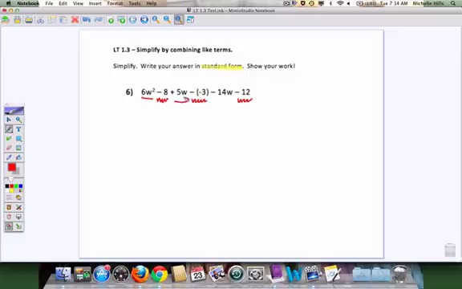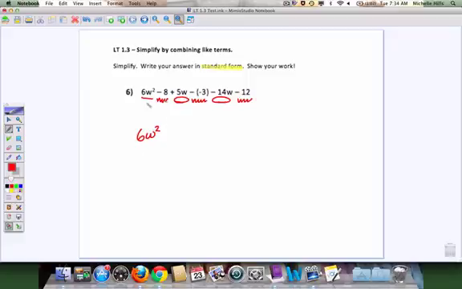Next, I have a w to the first term, and I look and I have another w to the first term. So I underline my like terms with different underlines than the other types of terms. Now I combine them and I write them in the correct order. W squareds go first. There's only one w squared term, so it stays 6w squared.